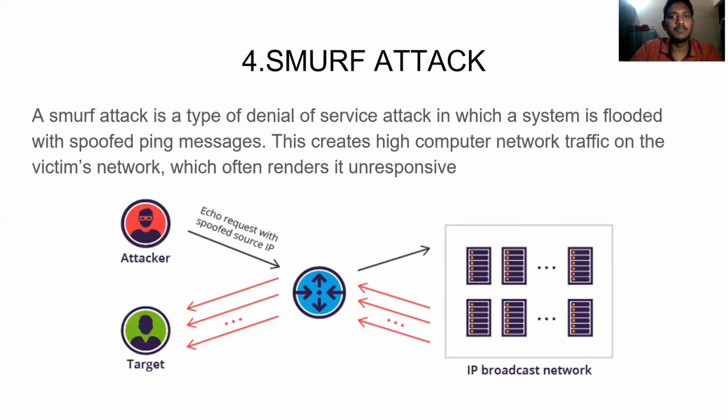The fourth one is Smurf attack. A Smurf attack is a type of denial of service attack in which a system is flooded with spoofed ping messages. This creates high computer network traffic on the victim's network, which often renders it unresponsive, as we can see in the image how the attacker attacks the target.